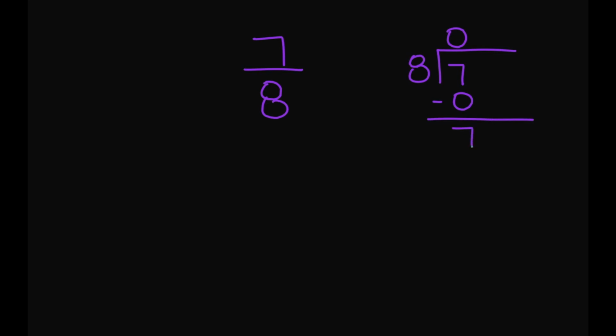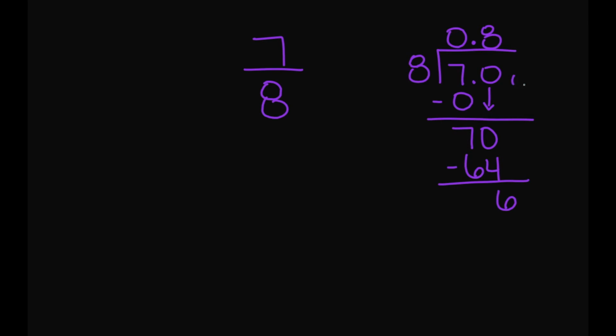So let's try 7/8. I'm going to put my 8 on the outside, 7 on the inside. 8 goes into 7 0 times. 8 times 0 is 0. 7 minus 0 is going to equal 7. I'm going to add my decimal and 0 and decimal here. Bring down my 0. 8 goes into 70 now how many times? It goes in 8 times. 8 times 8 is 64. 70 minus 64 is going to equal 6.